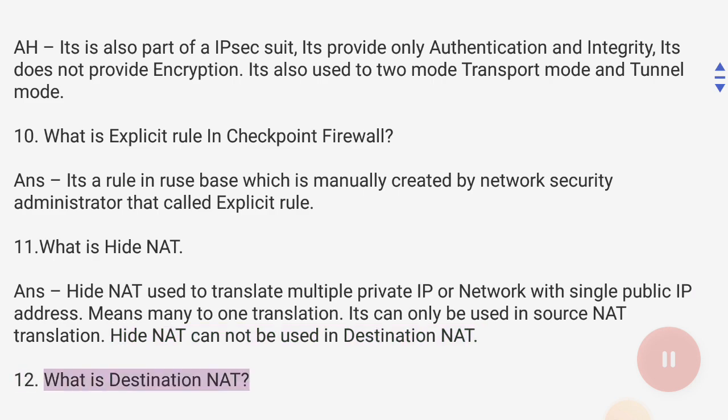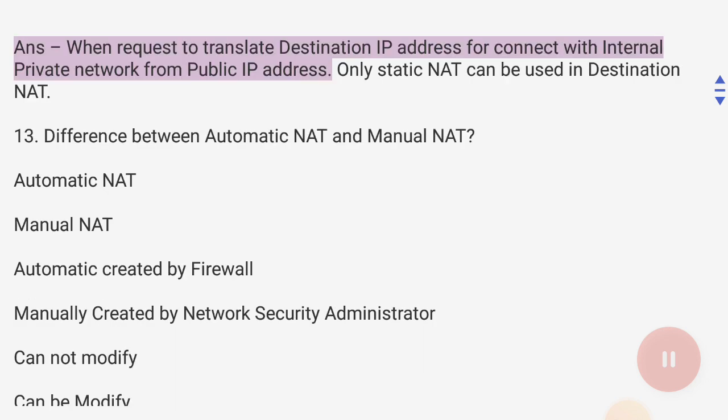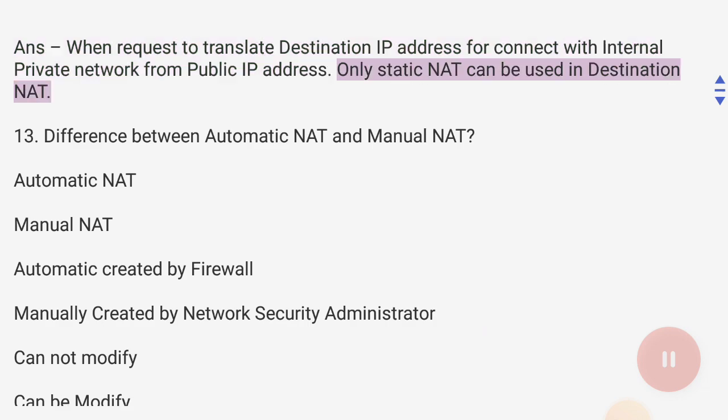12. What is destination NAT? Answer: It is used when a request comes to translate the destination IP address to connect to the internal private network from a public IP address. Only static NAT can be used in destination NAT.